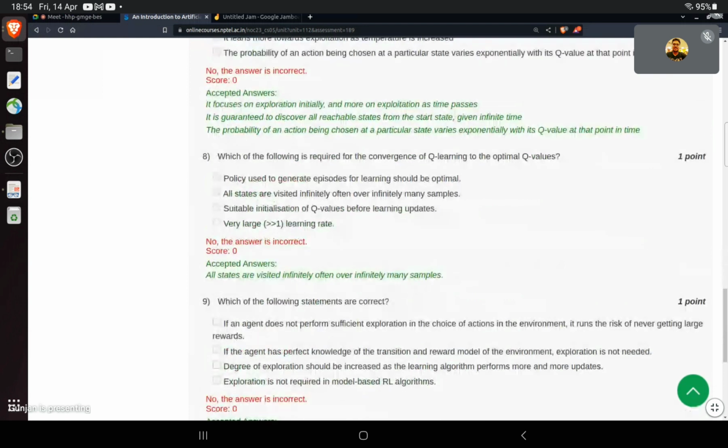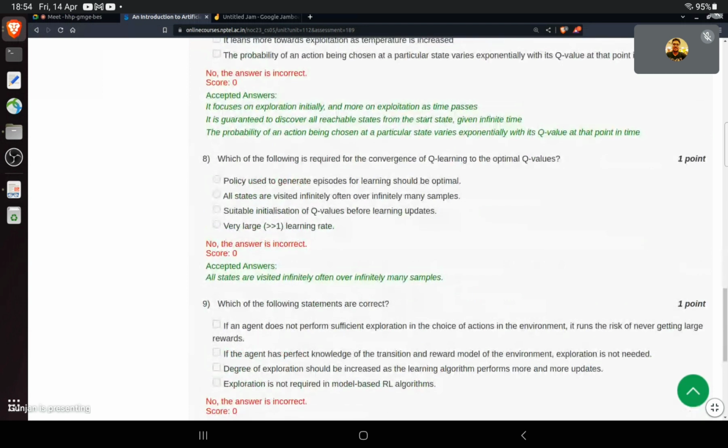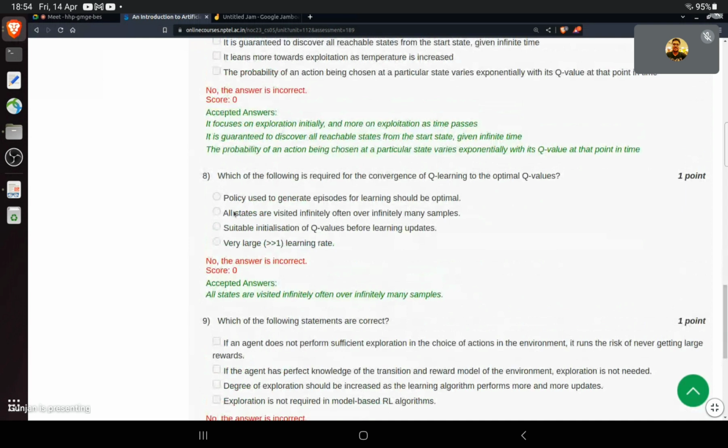The next question is which of the following is required for the convergence of Q learning, right? Obviously, a very large learning rate will not be the right case. And suitable initialization of Q values is not required because we start with zero and still we do find an optimal policy. All states are visited infinitely often over infinitely many samples, so it's like seeing lots and lots of data so that you converge to an optimal state. That's what this statement is trying to say, and that is correct.